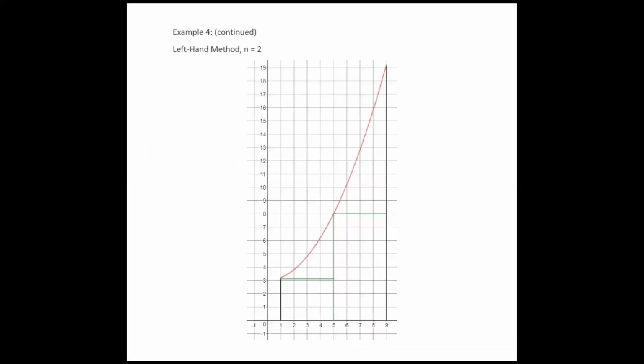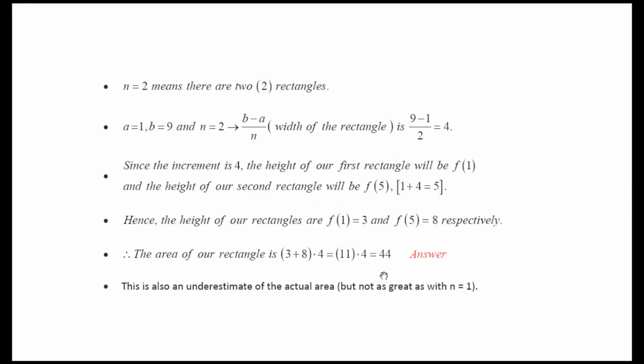What if you divided the region into 2 rectangles? Well, it would look like this. Now we start here on the left side to get our first point, and then we move to the right. Now, here's what we're going to do. The first thing you do when you do one of these problems, N is 2.